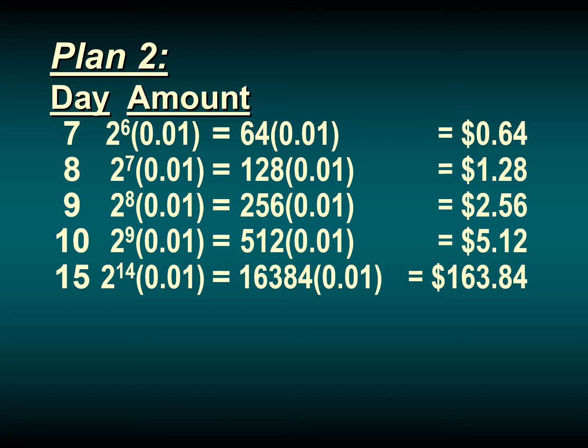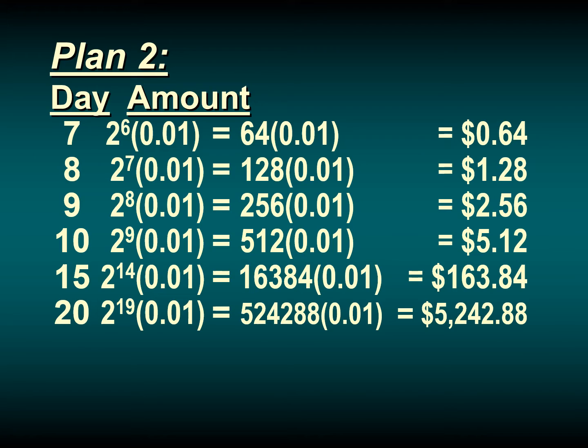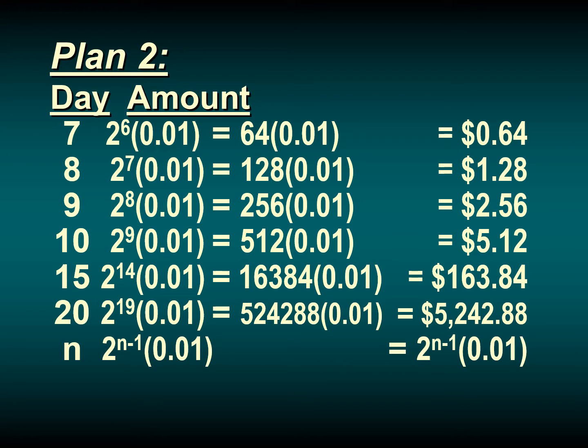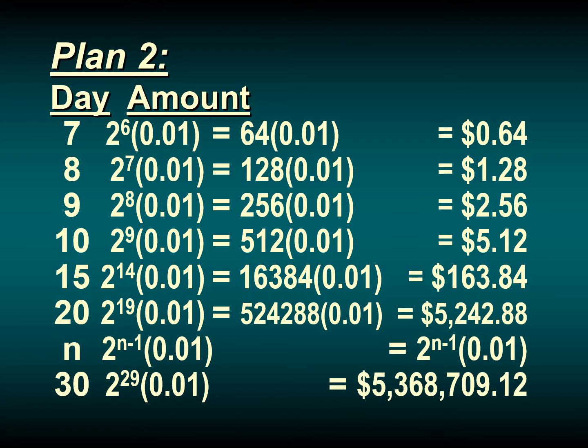$163.84. That's halfway through. Do I really think that I'm going to get more than $3 million at the end of 30 days? Let's keep going. At 20 days, I'm at $5,242.88. And then this just shows me my formula. Depending on what day I want, I just subtract 1 from that, and that's how many times I double, right? So if I want 30 days, I'm going to do 2 to the 29th, and then times 1 cent. Oh, and I get $5,368,709.12. So I do end up getting a little bit more money that way.